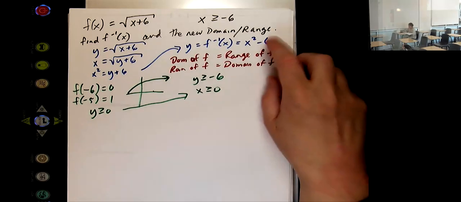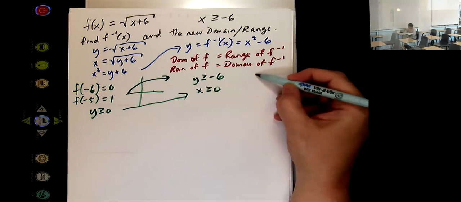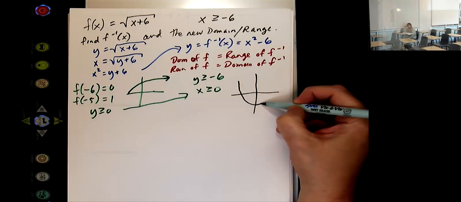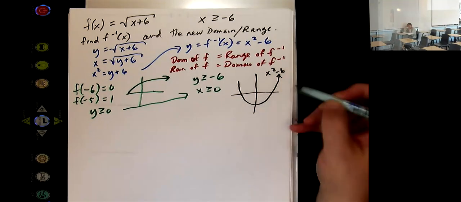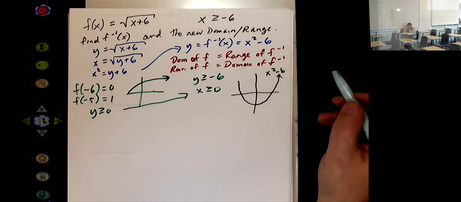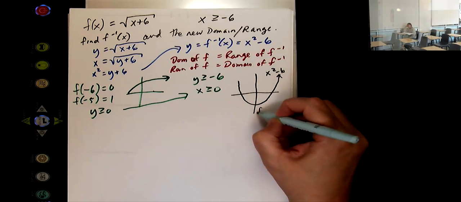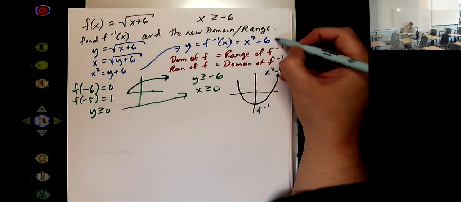No, we can't. The graph of x squared minus 6 is this, and we need to keep it 1-to-1. So this is how F inverse is looking. It needs the domain restriction there. So we need to restrict the domain to be x is greater than 0.